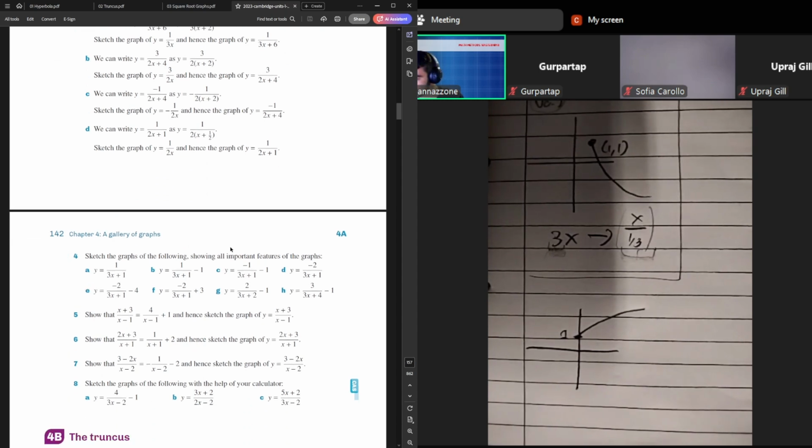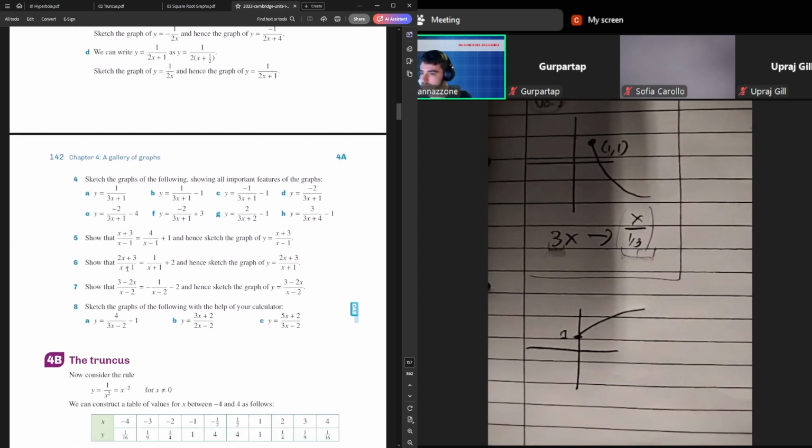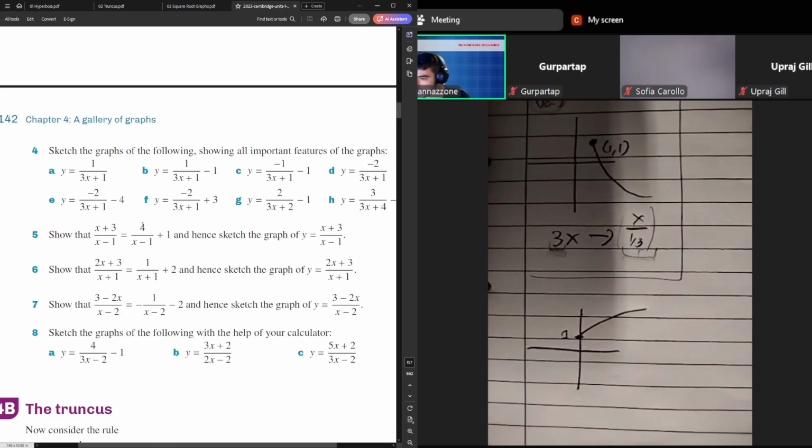Now, one thing that is interesting to me in this chapter is something like question 5. So we're told that we have some graph that is x plus 3 divided by x minus 1, and we're told it is the same as this hyperbola. The first part of this is to show that, so prove that this is true. Does anyone have any idea how we get from left-hand side to right-hand side there?